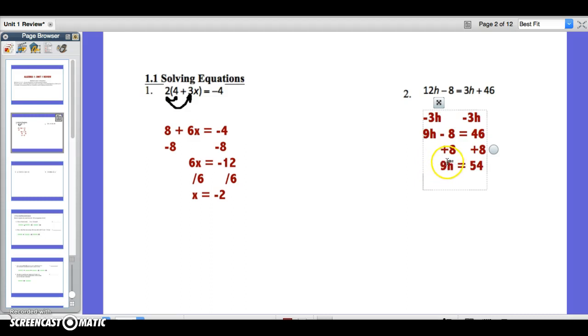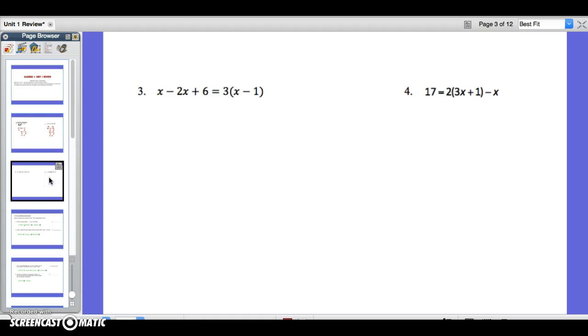Lastly, I have this 9 is tied to this h by multiplication, and the inverse operation to multiplication is division. So I'm going to divide both sides by 9, because if I do something to one side, I have to do it to the other side of the equal sign. And then it's going to give me my final answer of h is equal to 6. Okay, so that's the first two questions. Let's go to the next two.